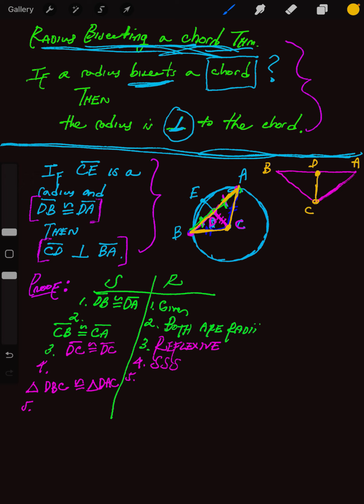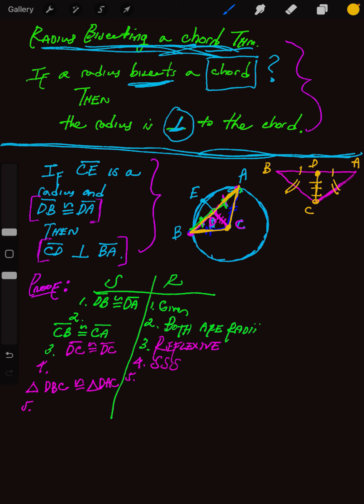And what we should convince ourselves of is, first, that angle BDC is congruent to angle ADC. Okay, so why is that true? I know that this was congruent to itself, and these two are congruent because they're both radii. So I showed that the left triangle is congruent to the right triangle. That means that all the corresponding parts are congruent.